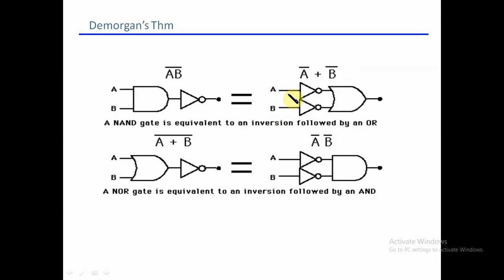Hence A, the true value, after the NOT gate becomes A bar, and the plus sign means you require an OR gate. Same for B bar. The input of A bar and the input of B bar are connected to the output. That gives A bar plus B bar. The NAND gate is equivalent to inversion followed by an OR gate. This is the first De Morgan theorem.